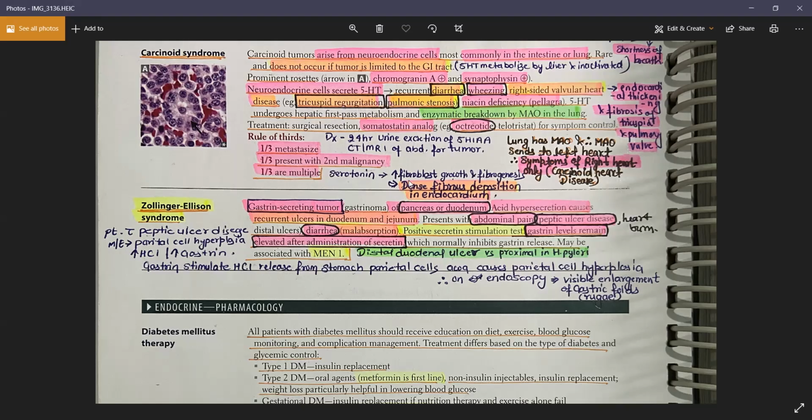Okay. So for the treatment, we will give the patient somatostatin analogs, okay, for symptom control, of course. And the second thing is surgical resection of the tumor. 1/3 of the tumors will be metastasized. 1/3 will be with a secondary malignancy also. Okay, and 1/3 are in multiple locations. Okay, very important. So, any doubt on this tumor so far?